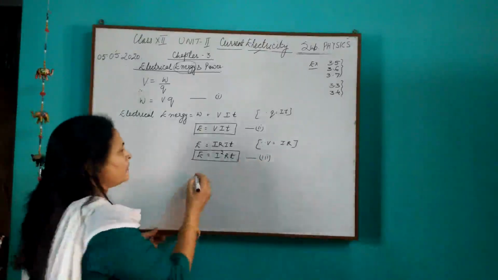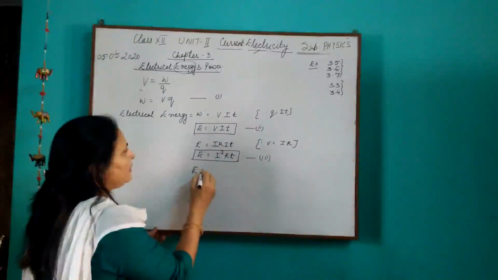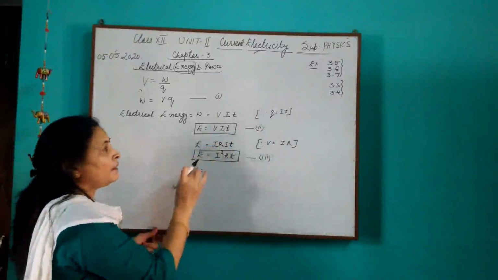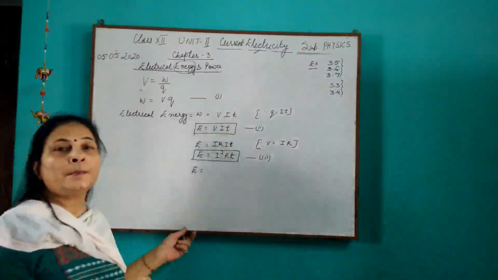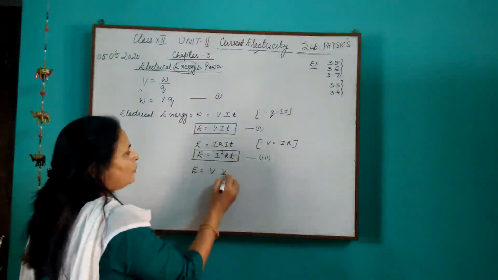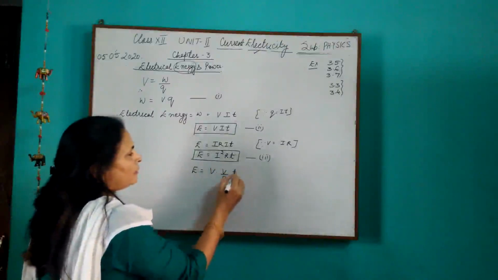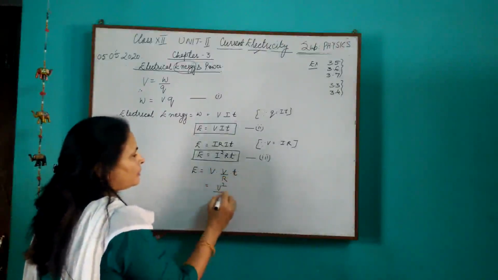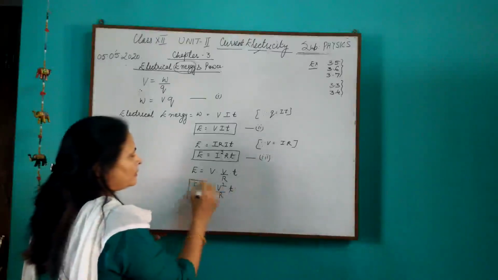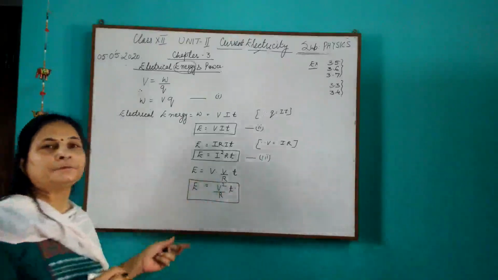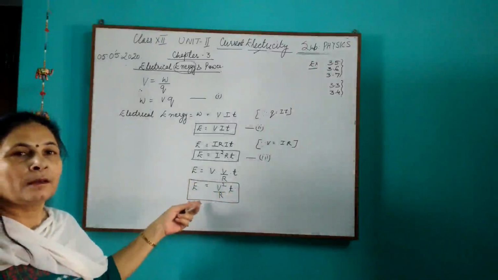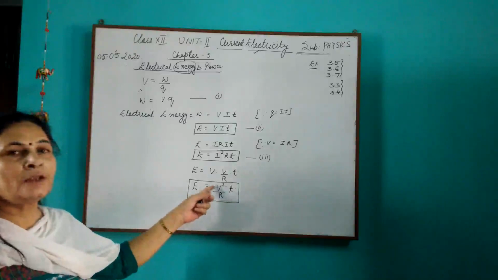The third expression which we can obtain is again E equal to. Now in place of V I have kept IR; now in place of I, I can keep V upon R. So V into V upon R into T. This will give me V square upon R into T. This is one more expression for electrical energy in terms of voltage and resistance.